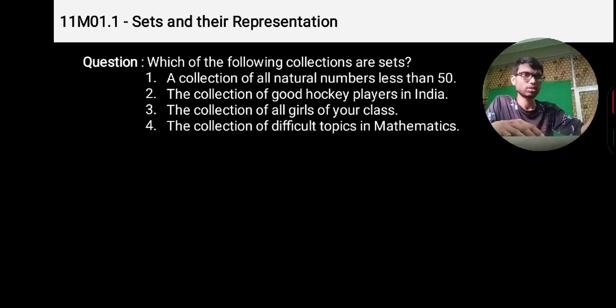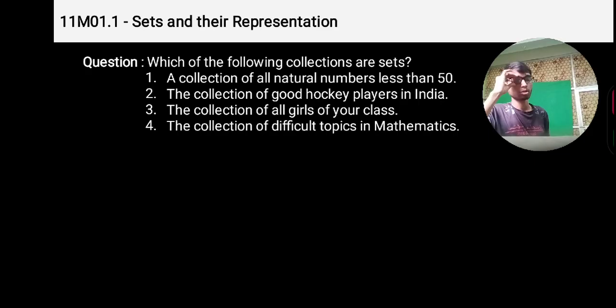We will see later what is a finite set. So here we have natural numbers less than 50, so of course we will have 49 elements. Can we say that yes, it is a set? Yes, we can say, because we have a collection of all natural numbers. So this is a collection, this is a set.